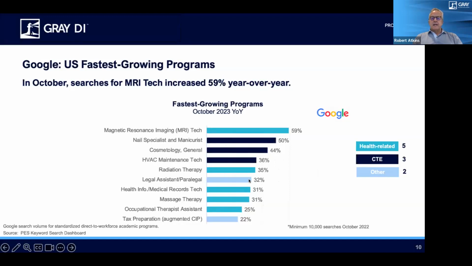And finally, we have the random others: legal assistant, paralegal, and tax preparation. We are coming into tax season, so this usually spikes around this time of year, and that'll run on through April. That's up 22% year over year. I guess the headline there is taxes are not getting any easier.